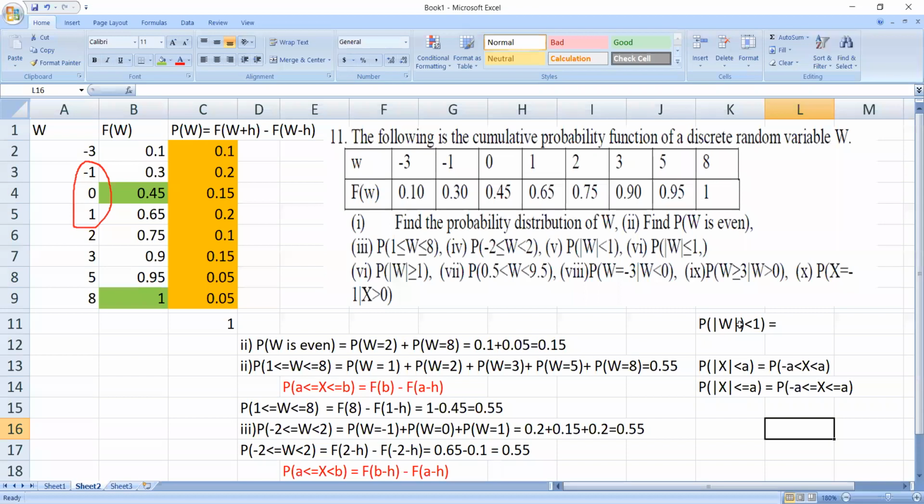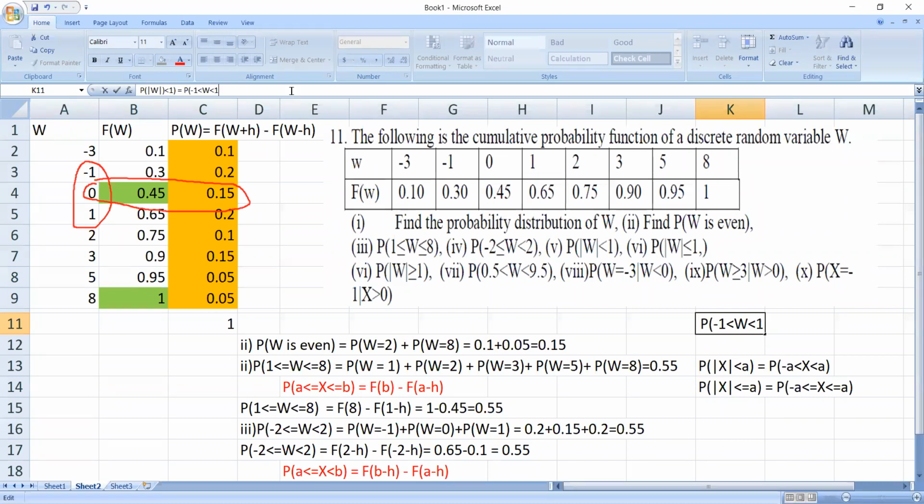So with this definition, mod w less than 1 means we need the probability from -1 to +1 without including -1 and +1. Since there is no equality, it is only one value, which is P of W equal to 0. So this is P of -1 less than W less than 1. According to our problem, only one value, W equals 0, satisfies this condition. Therefore, the probability is 0.15.